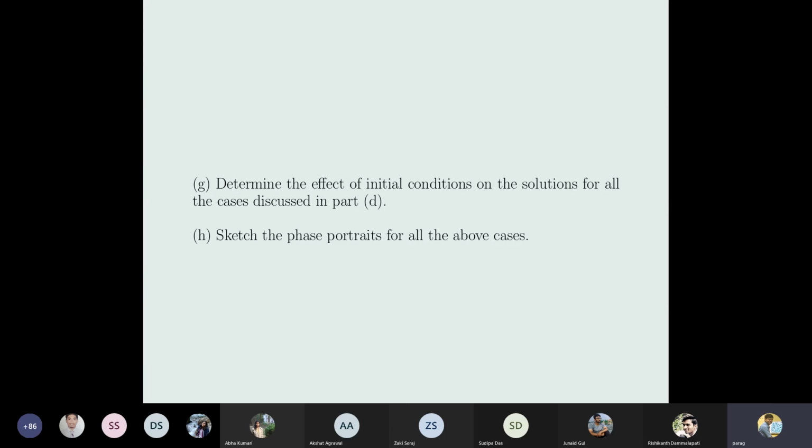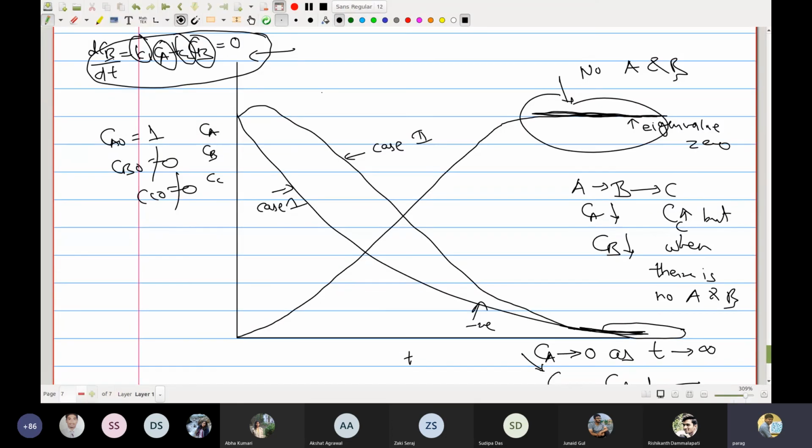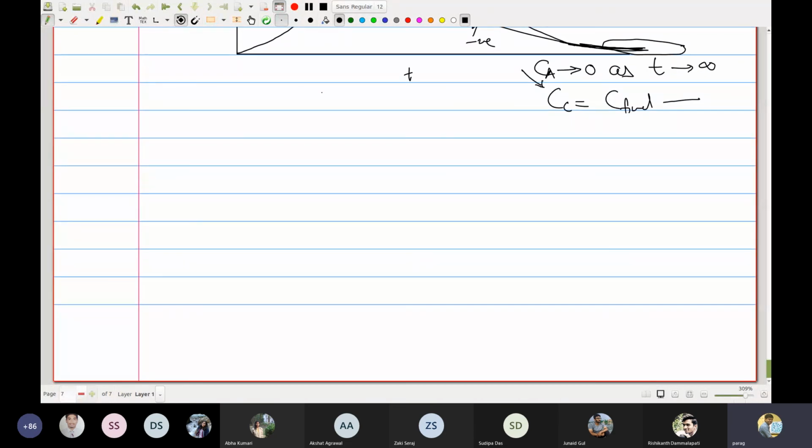Sketch the phase portrait. Well, this is not going to be possible, but this is something very interesting. Let's see why it is not going to be possible and why it is very interesting. The phase portrait will be a three-dimensional diagram. So you will have one axis, a second axis, and a third axis. So the phase portrait will have Ca, Cb, Cc.